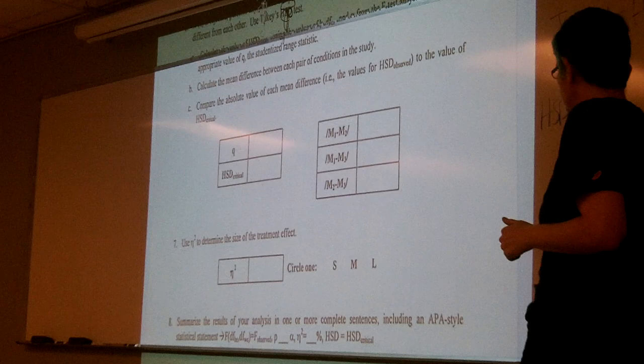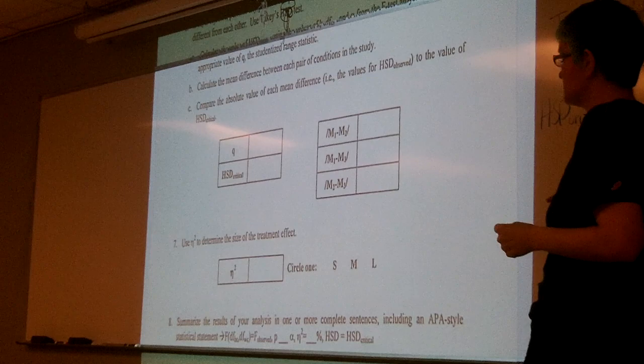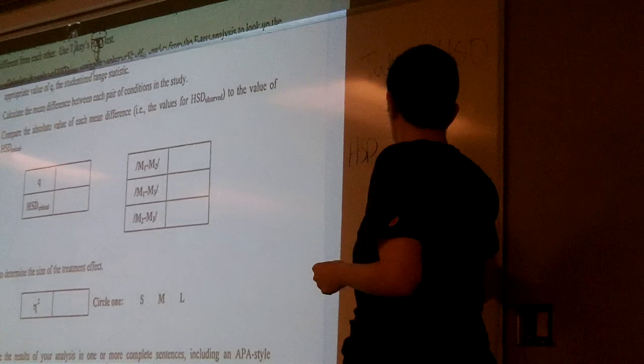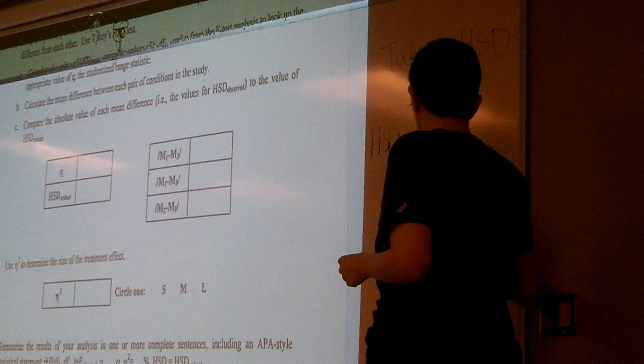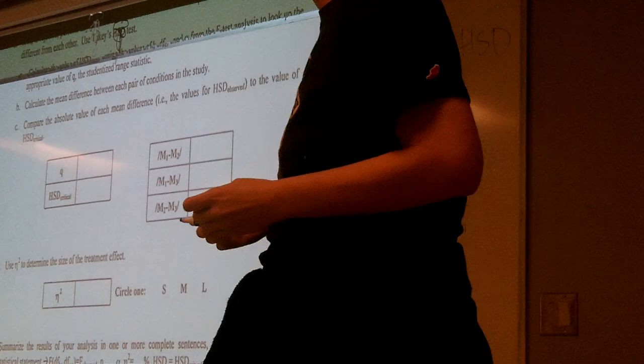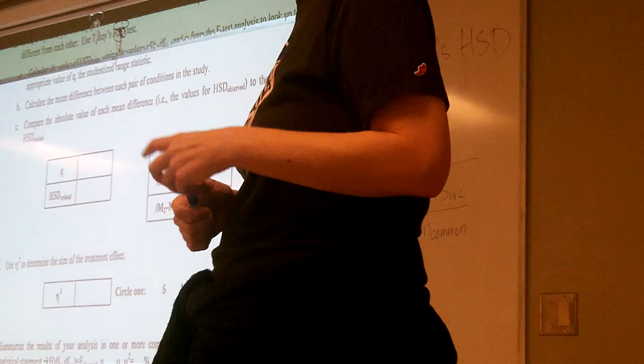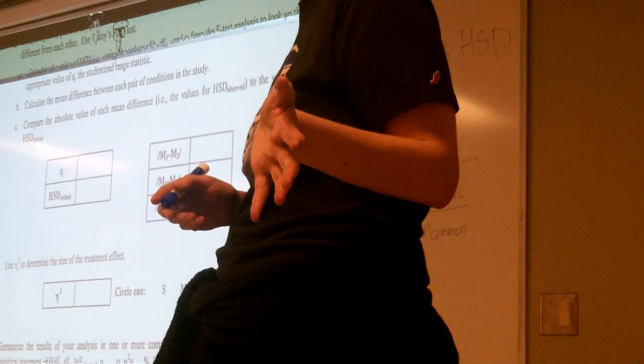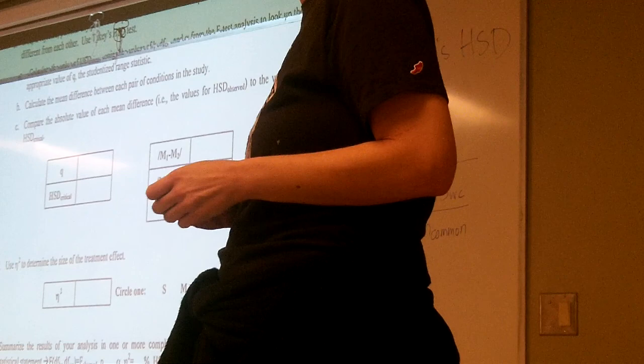Q, I put a little tail on it so it doesn't look like a 9. Q times the square root of mean square within conditions over N common. Now Q you've never seen before. Q is a new statistic. You can see it's located right there above HSD critical. And Q doesn't have a name that's easy to remember, it's not like quotient or anything like that that would make sense given that the symbol is Q. The statistic's name is the studentized range statistic. It doesn't help you at all, did I tell you that?